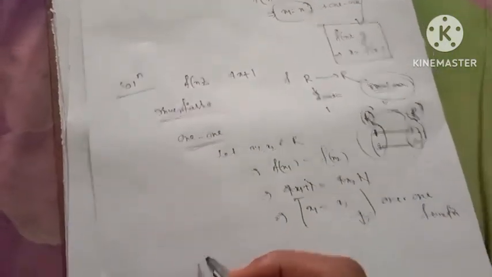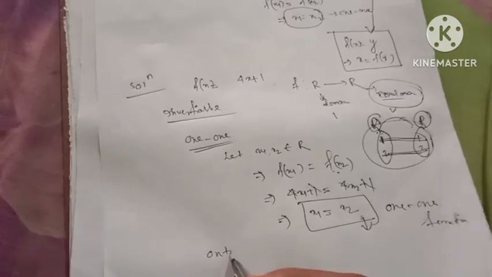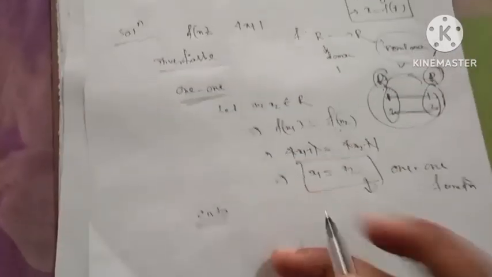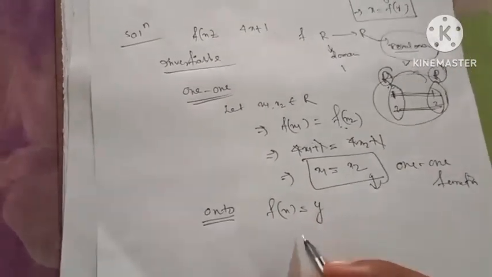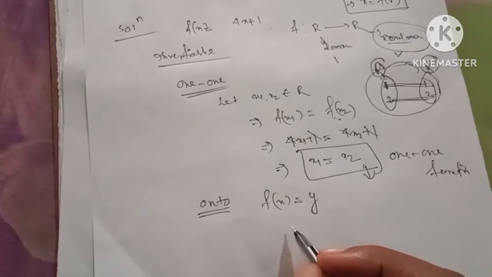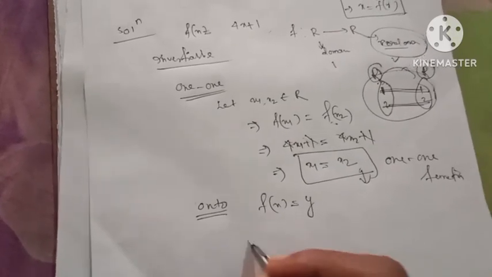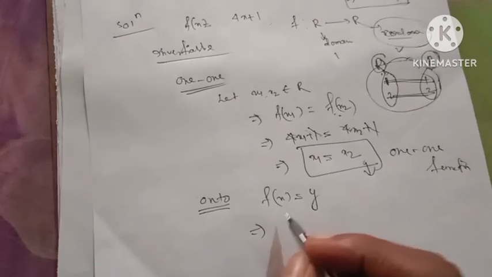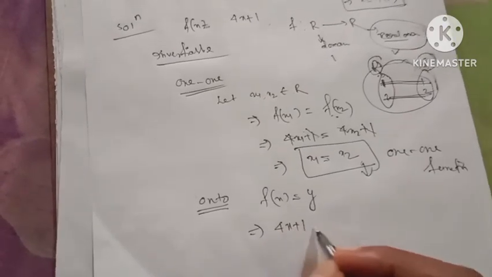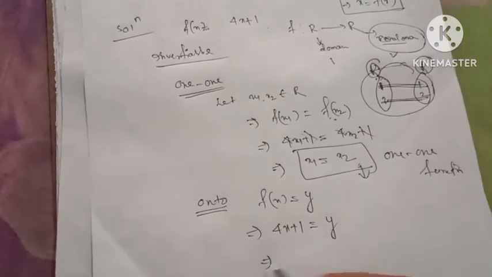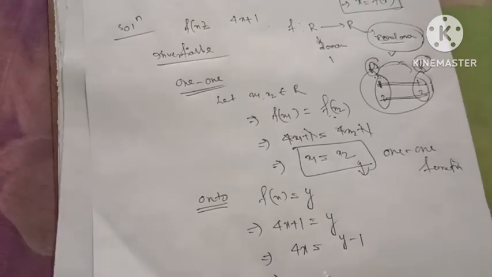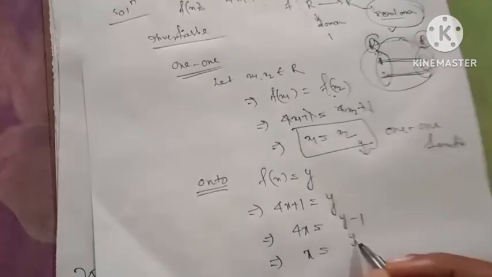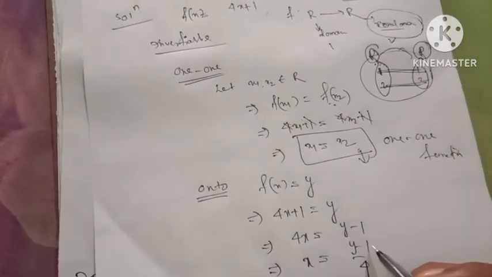So next I will find onto. What is the definition of onto? Onto means f(x) equal to y. Suppose, my target is to find x equal to f(y). So what is my f(x)? f(x) equal to 4x plus 1 equal to y implies that 4x equal to y minus 1, which implies that x becomes y minus 1 by 4. This is the function.